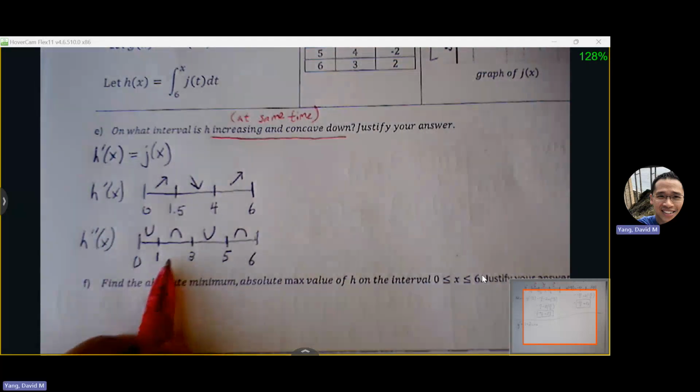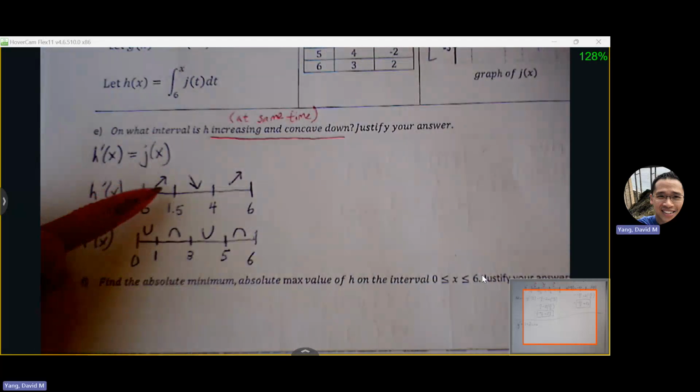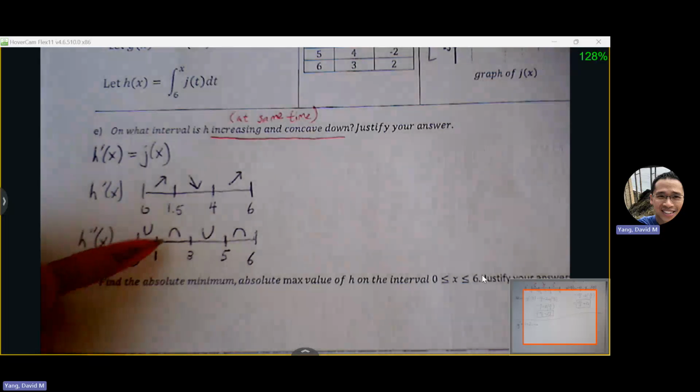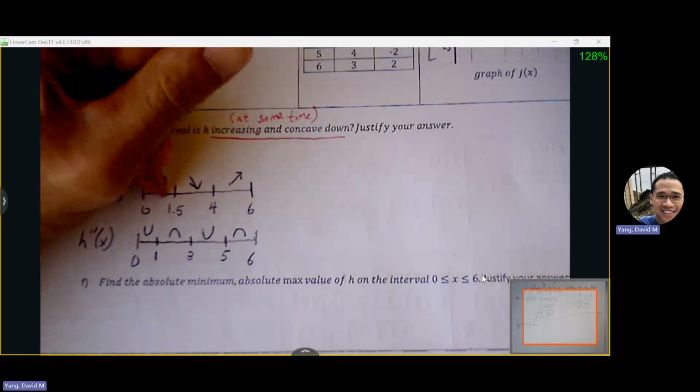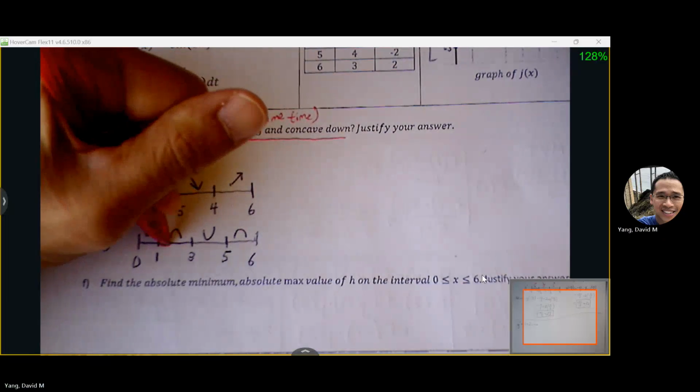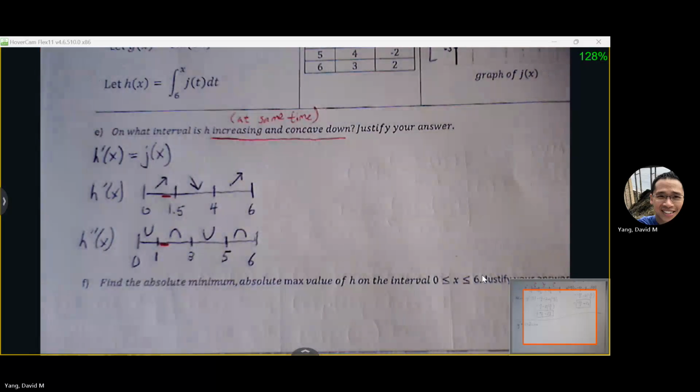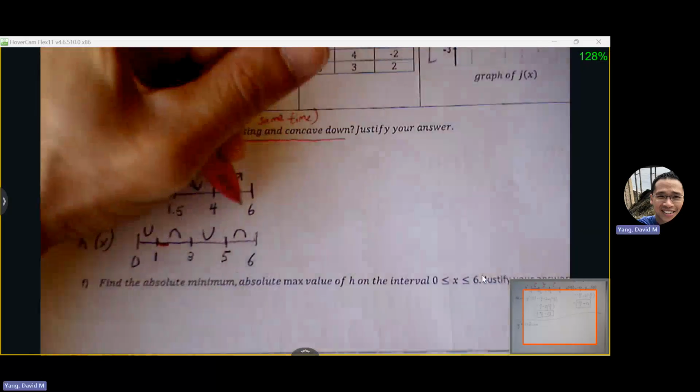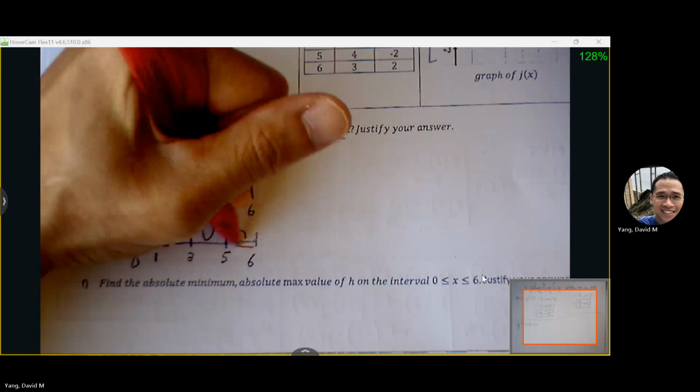So increasing and concave down. So basically it needs to be above the x-axis and showing a negative slope. Also from 5 to 6.